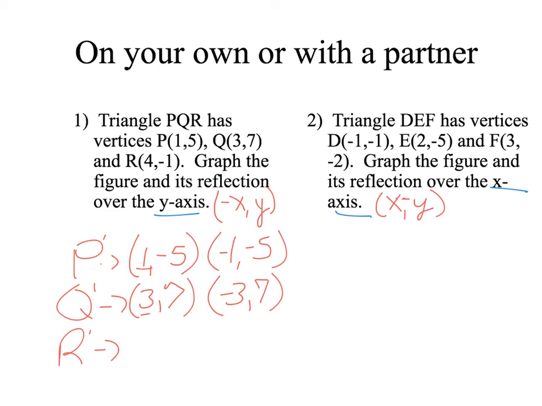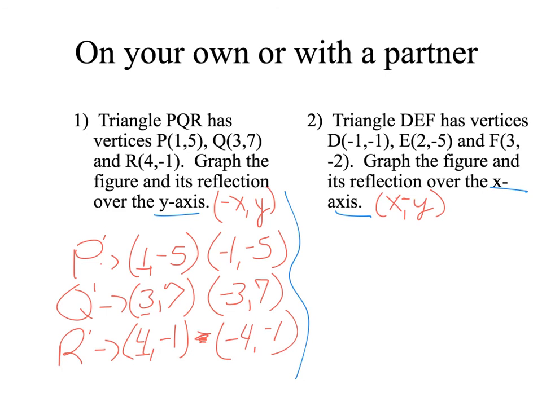And R prime, R started at 4, -1. Going to change x. So by changing x, it's going to give me -4, -1 as our R prime point.